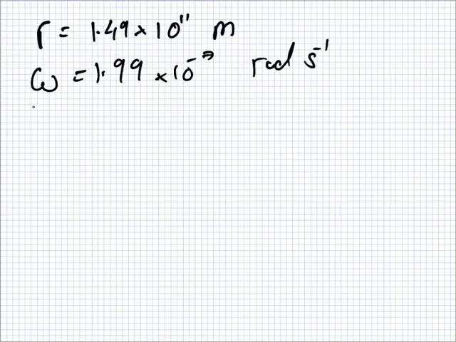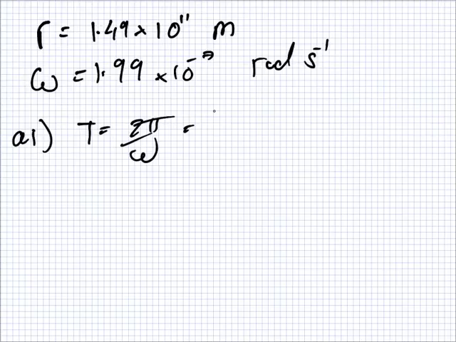Then the question is to use the data to calculate the time taken in days for the Earth to complete the orbit of the Sun. 2 pi over omega, in days. Well, we know what that is already. That's seconds. That's hours. 365, yeah. Right, what's next?